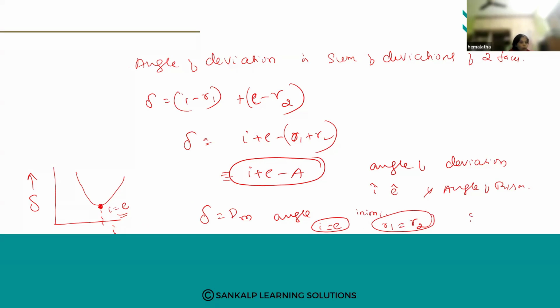That is, R1 plus R2 is how much? R1 is equal to R2 means what? 2R is equal to A. Angle of refraction R is equal to A by 2. See, this is one formula. Wait, I will write it here. Okay, angle of refraction R is equal to A by 2.